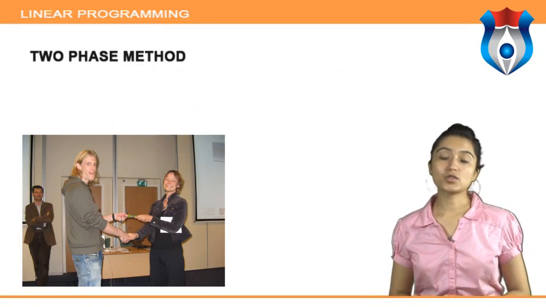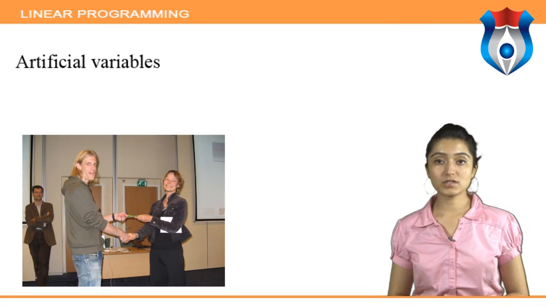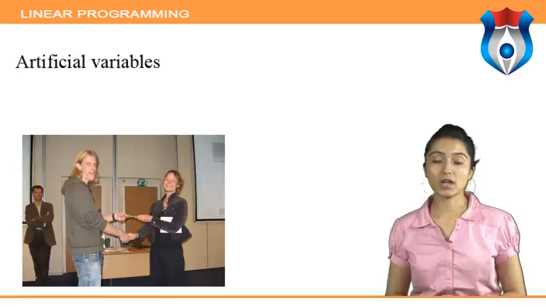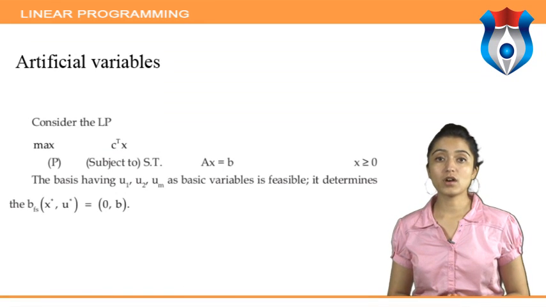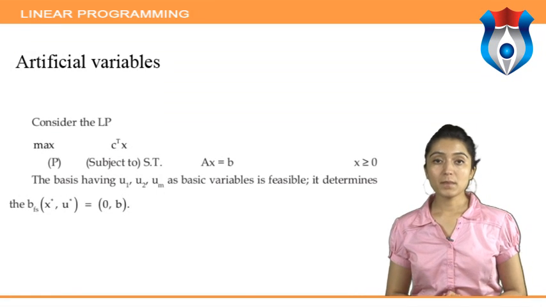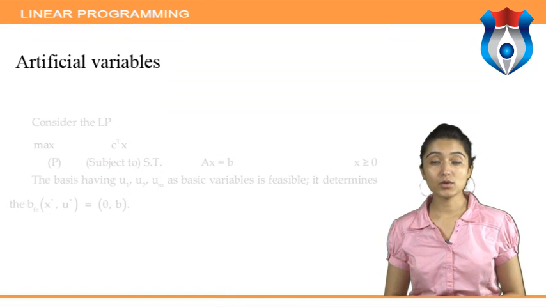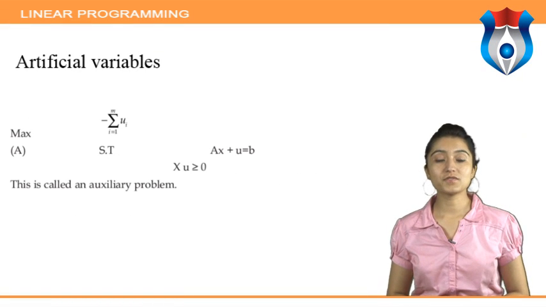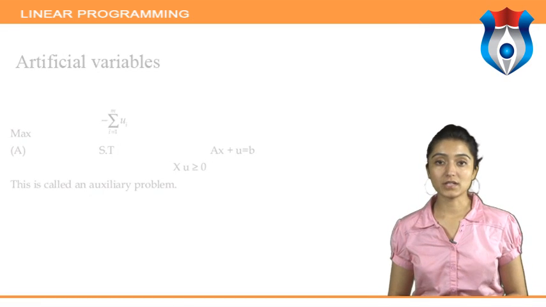Let's now talk about the two-phase method. Artificial variables and the auxiliary problem are as shown on your screen. These slack variables are called artificial variables. This new LP problem is not equivalent to P. But if we can force all artificial variables to be 0, then the resulting solution gives a feasible solution to P. So we change the objective function as shown on the screen.